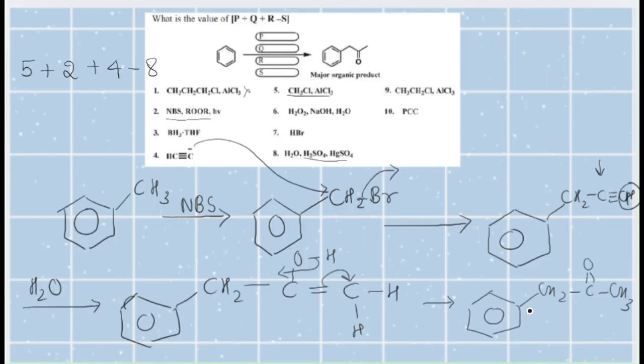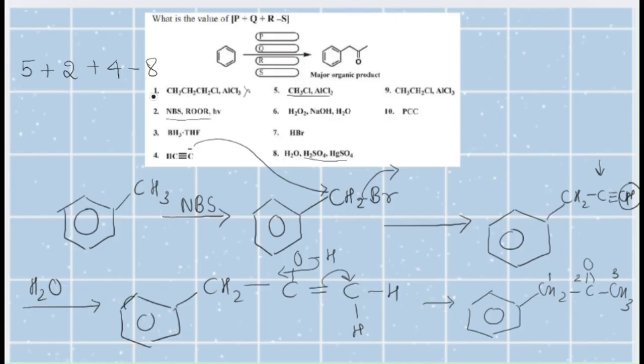So if you want, you can give the IUPAC name also. So there are 3 carbons in the chain. So 1, 2, 3. On the first position you have phenyl. So 1-phenylpropanone. That is your major organic product. So whatever we chose is the correct order.